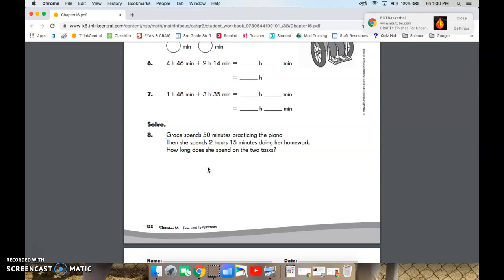Very good. So we have 2 hours, and then we have the minutes of 50 minutes and 15 minutes. So we're going to add our minutes together, and that gives us 65 minutes. And then we can take away the 60 minutes for that 1 hour, which gives us 5 minutes. So it's going to be 2 plus that extra hour is 3 hours and 5 minutes.